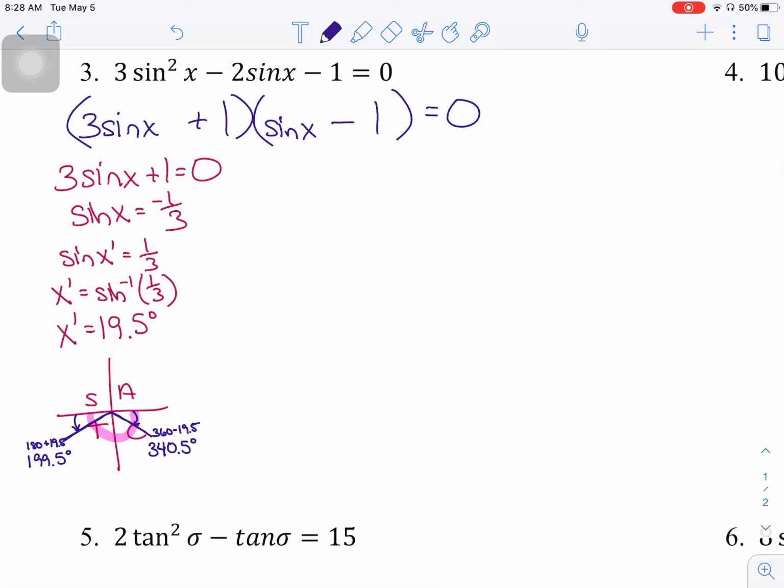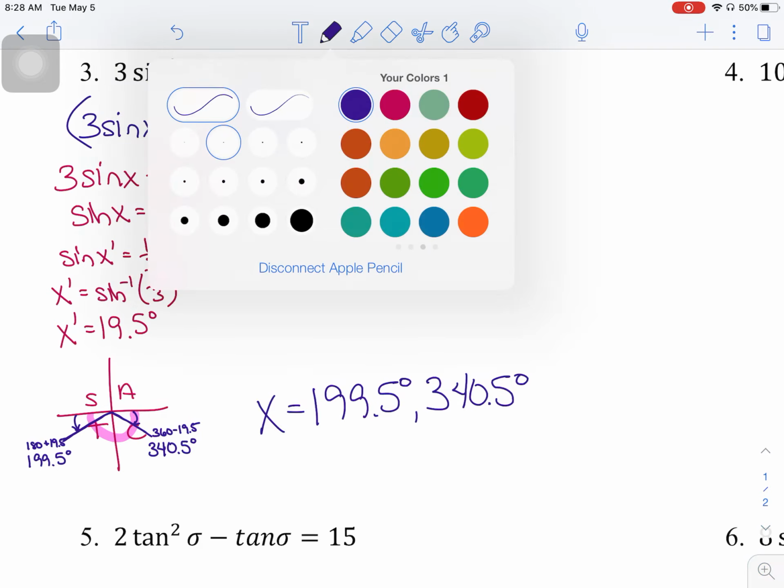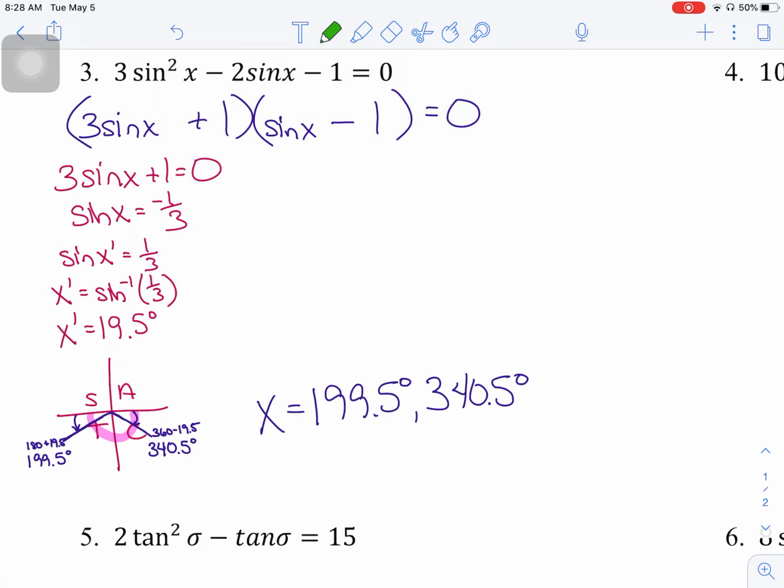So I'm going to write it over here, I guess. X is equal to 199.5 degrees, 340.5 degrees. And those are the two answers from that single factor of 3 sine of x plus 1. I'm going to change my little brain here, all right? Change focus. And I'm going to deal with sine of x minus 1 is equal to 0. So sine of x is equal to 1.